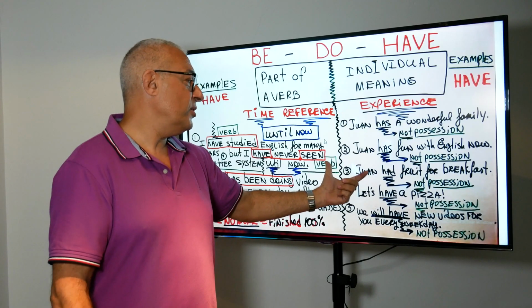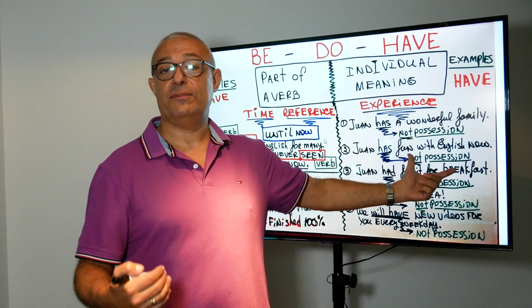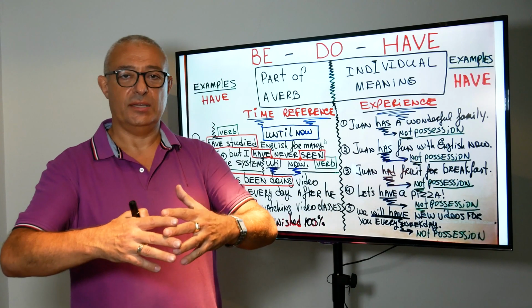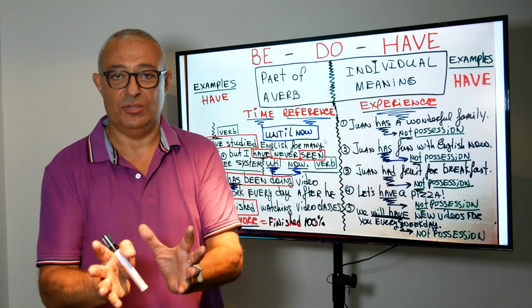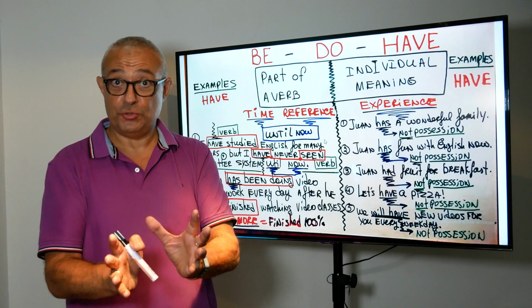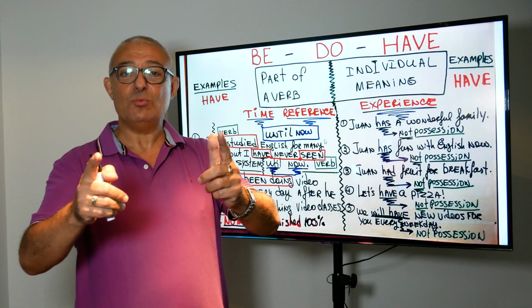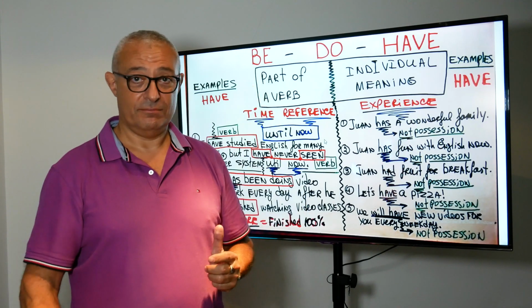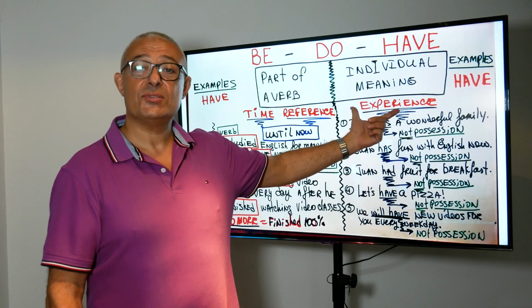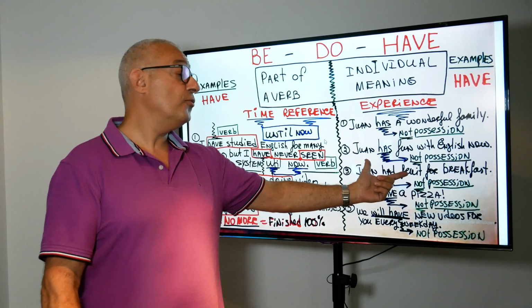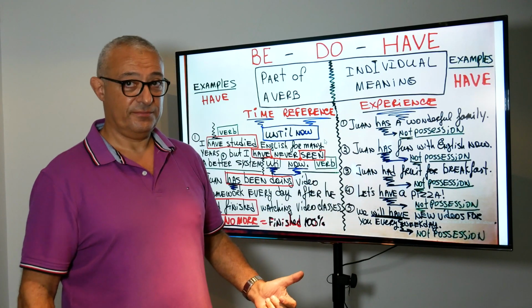So when you're talking about Juan had fruit for breakfast, you're not talking about Juan having a possession of fruit. For sure, he didn't possess them. What he did was he enjoyed them. He had an experience that only fruit can give.